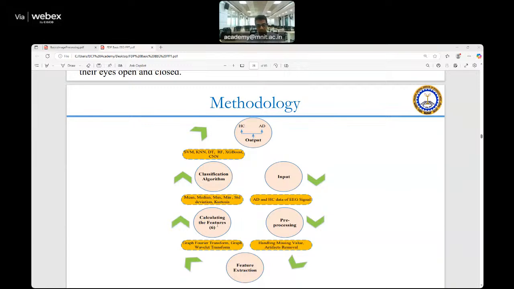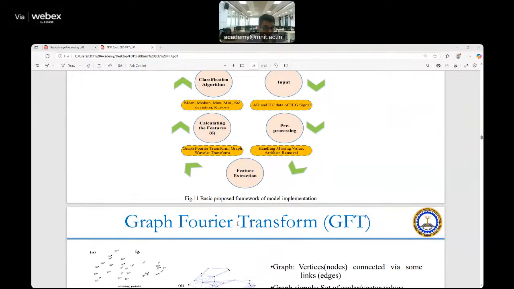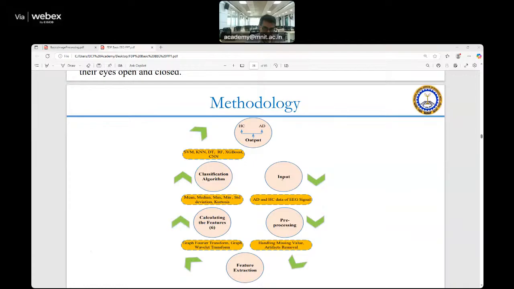How are we calculating the features? Basically, we are using the graph Fourier transform and graph wavelet transform. In the pre-processing, we are handling the missing values and removing the artifacts. Thereafter, we are doing that. So what it is doing is basically input, pre-processing, feature extraction, then calculating the features, and from these features, because the graph Fourier transform and graph wavelet transform basically give you a matrix.